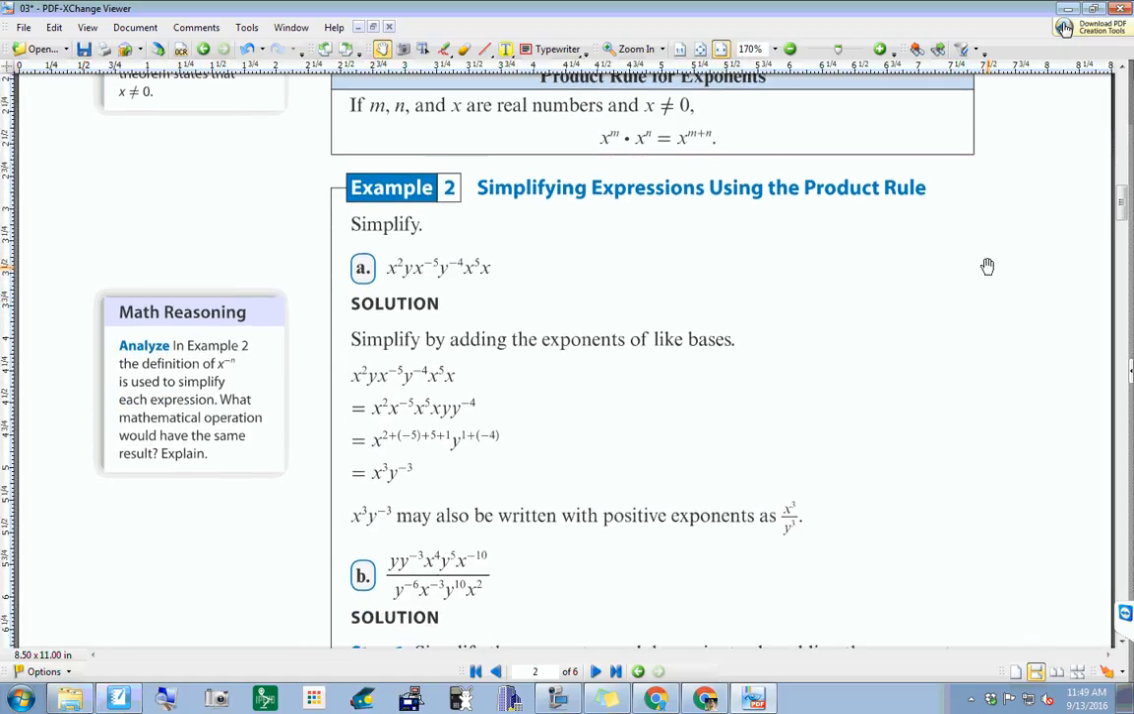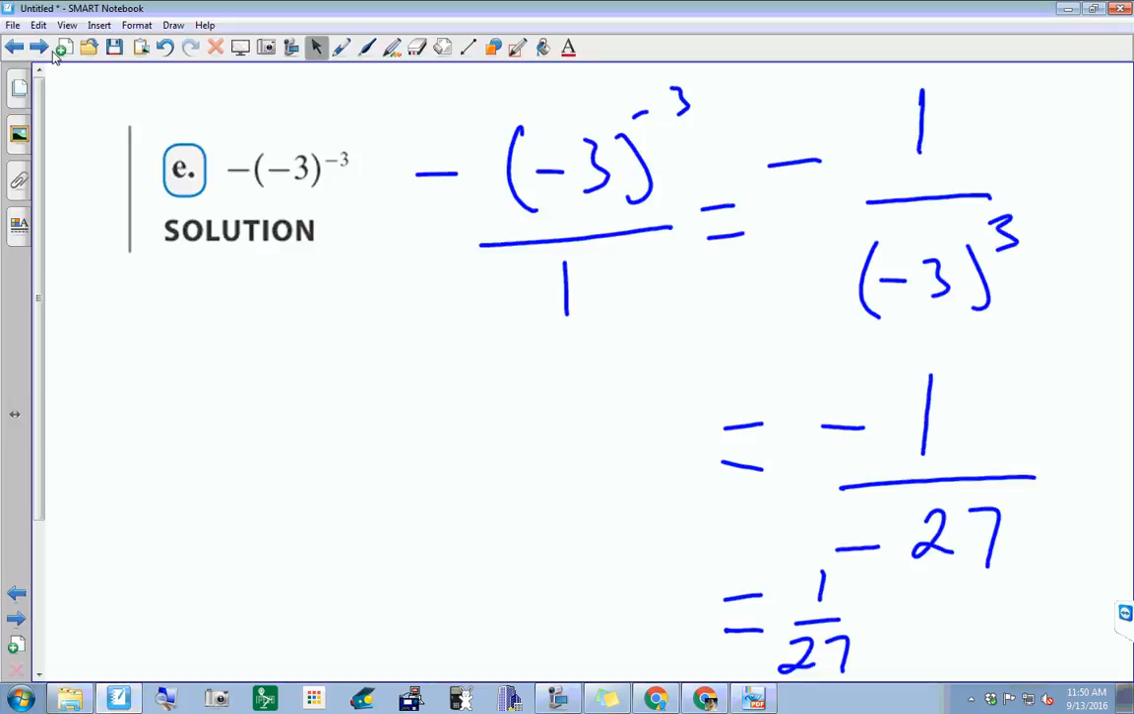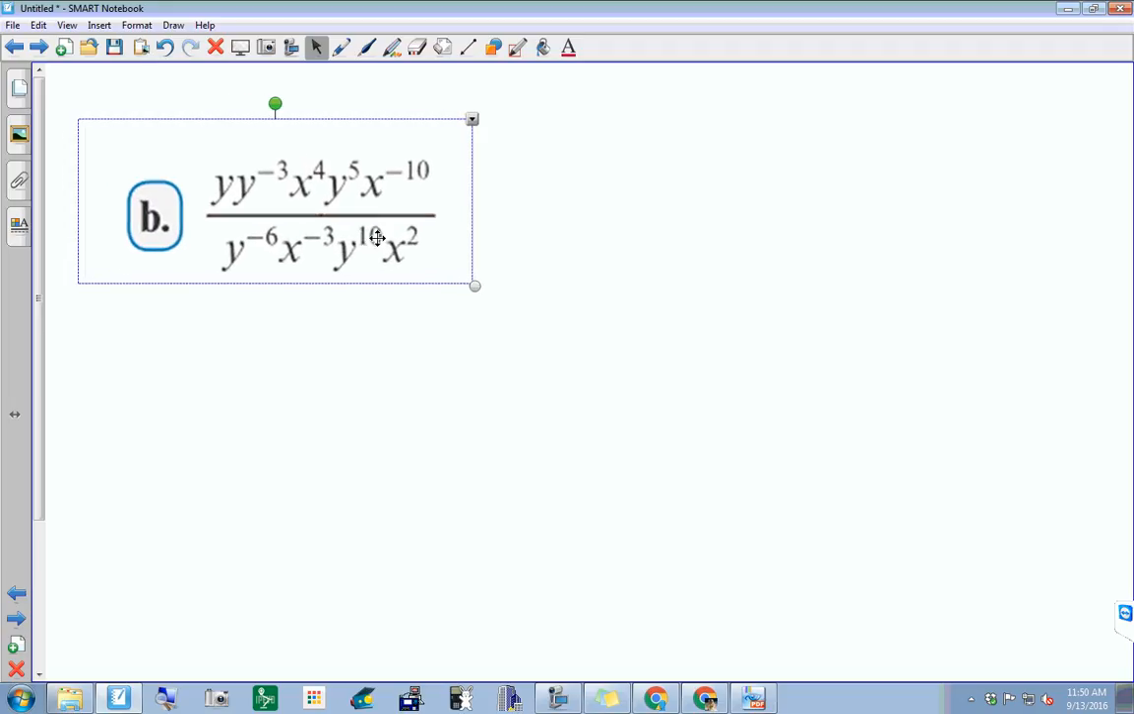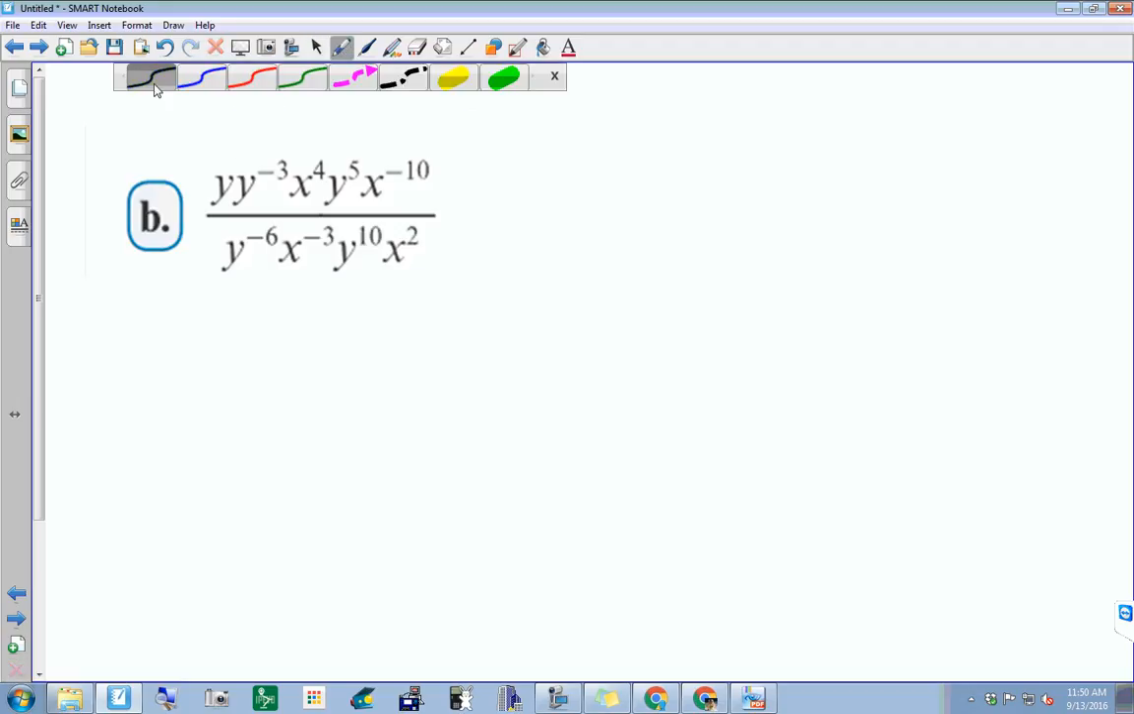Product rule for exponents. Now this one I know that you guys have done before, so it's not that big of a deal. But we're going to take this one down here. Looks ugly, right? Okay. It's actually a lot easier than it appears. It is. Okay. All I've got to do whenever we're multiplying them together, whenever they're stuck like this, we add the exponents.